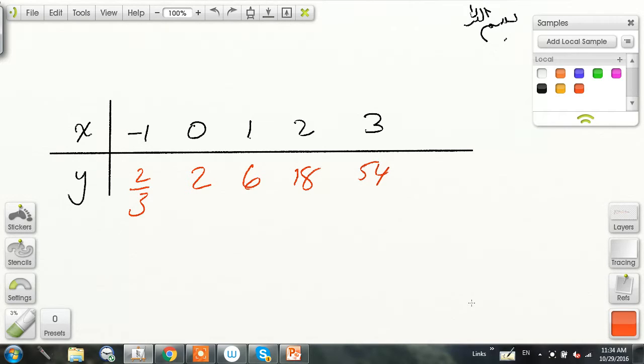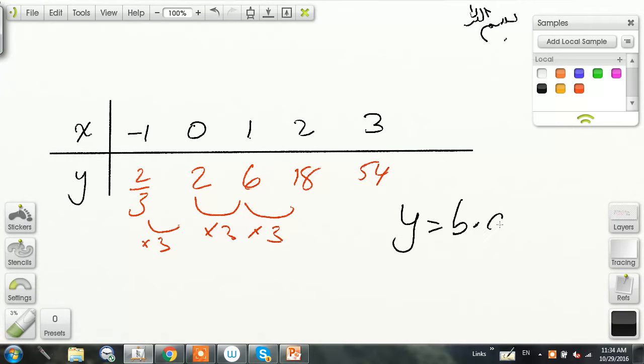What's the multiplier? It's 3, right? From here to here is 3, right? So now you can write the equation of this function. So what's the equation? It's going to look like y equals b times a to the x, right? So what's the equation of this function? Y equals?